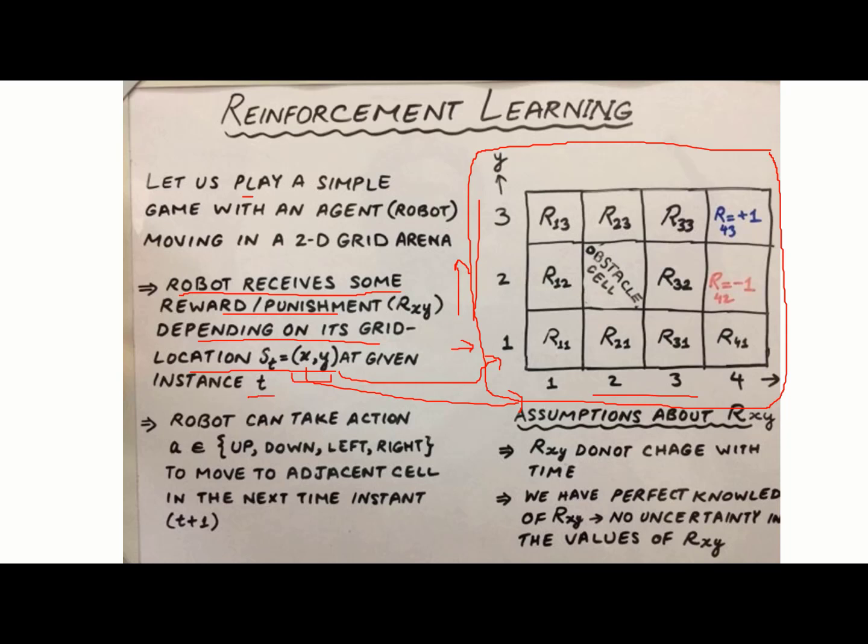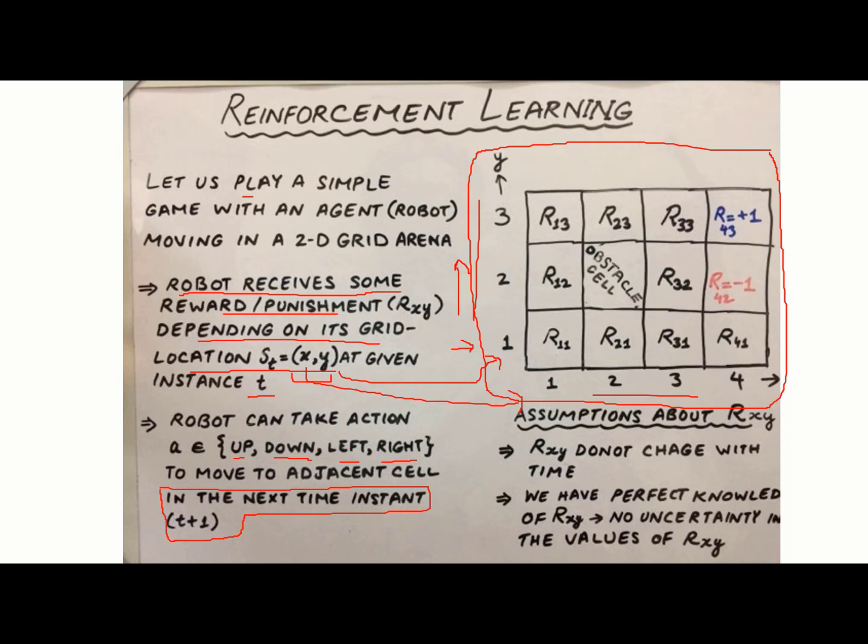Now, in terms of actions, the robot can apparently take 4 different types of action. So the robot can move up in the arena, it can move down, it can turn left, it can turn right. However, note that there is another action that we shall add later to this list. And by means of this action, the robot can move to an adjacent cell in the next time instant, which is t plus 1.